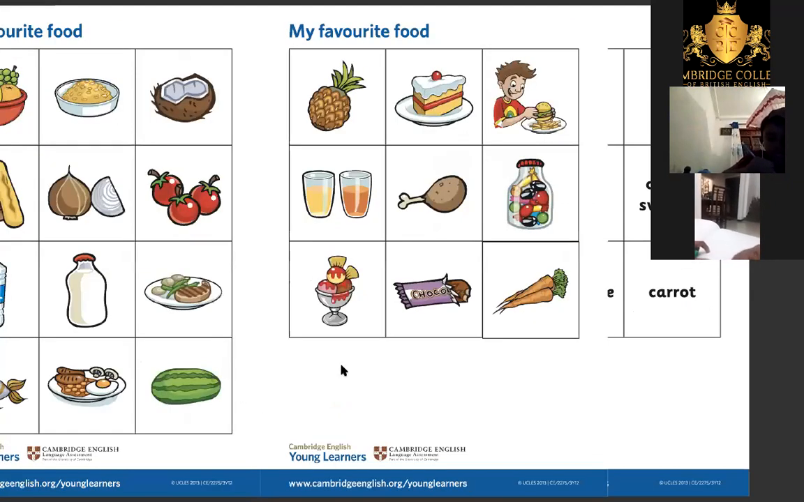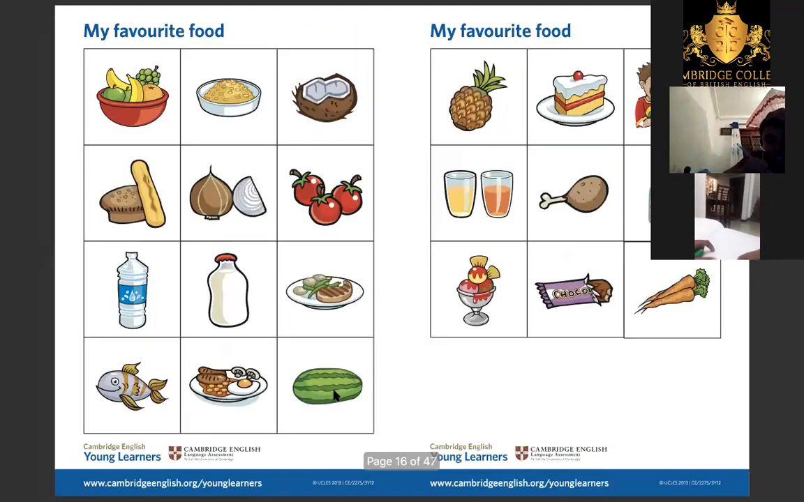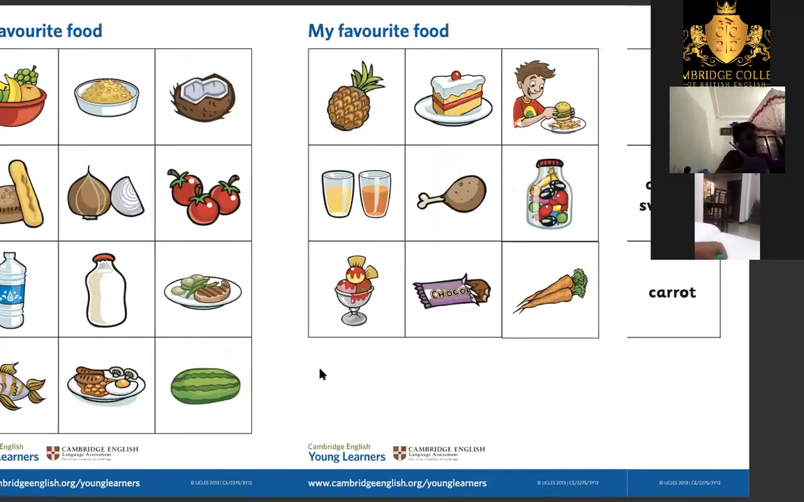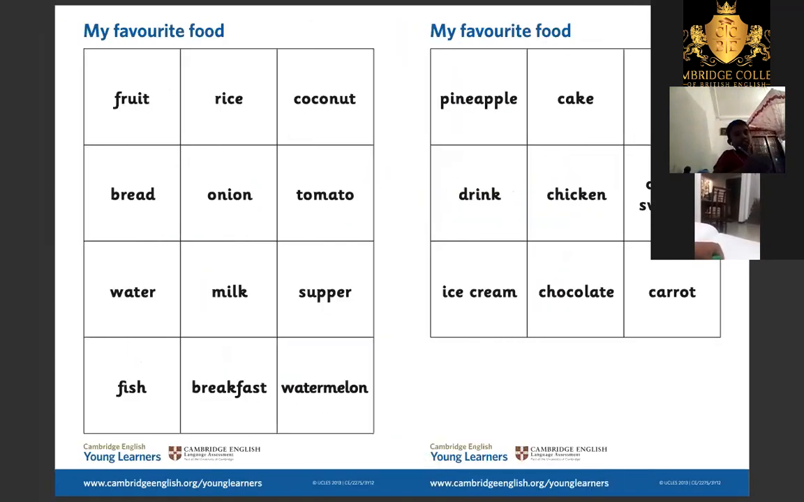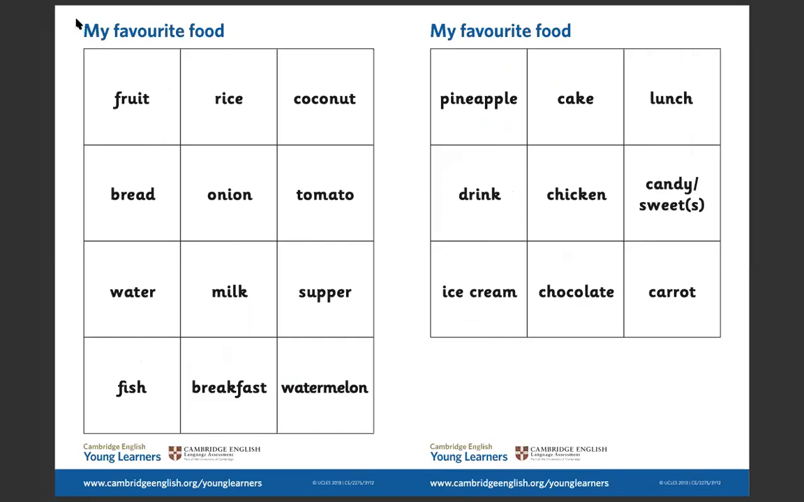Next one, watermelon. Now write the word watermelon.